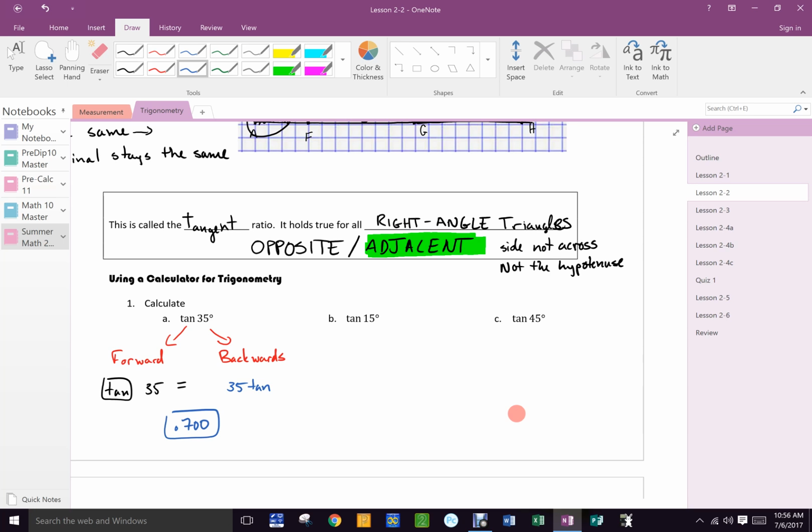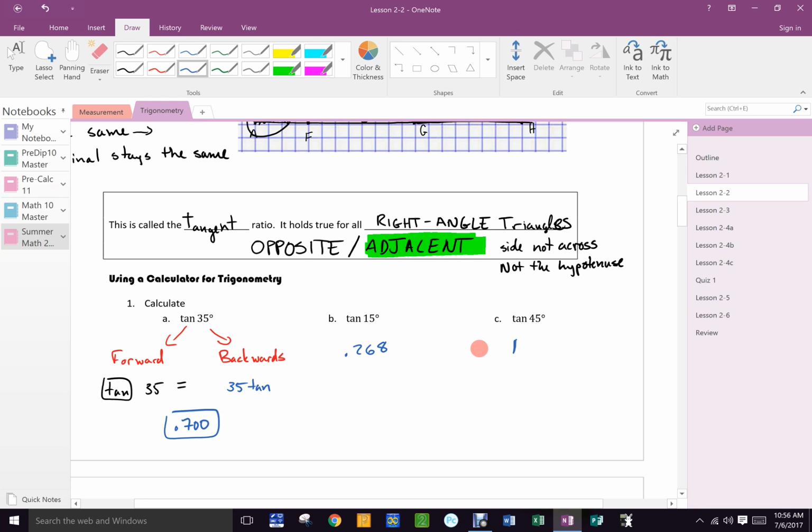Okay. Now, tell me what tan 15 is. 0.267. Okay. It's actually 0.268 because it's 2679. And finally, what is the tan of 45? It is 1.